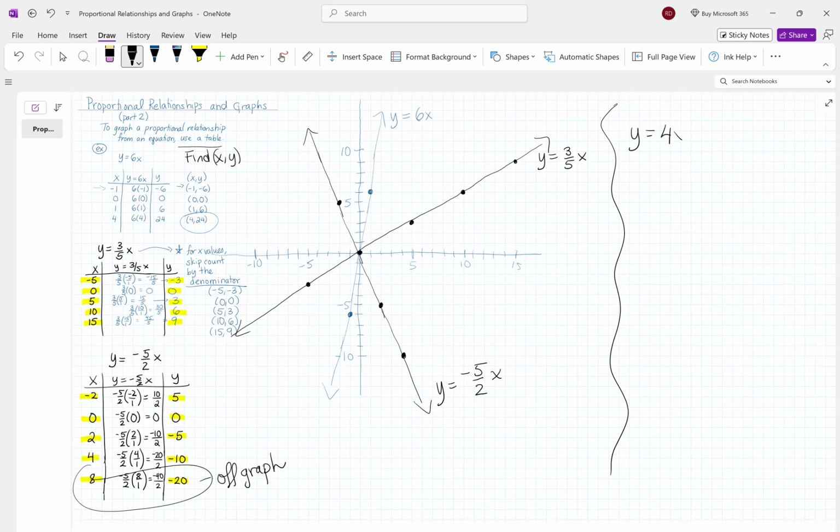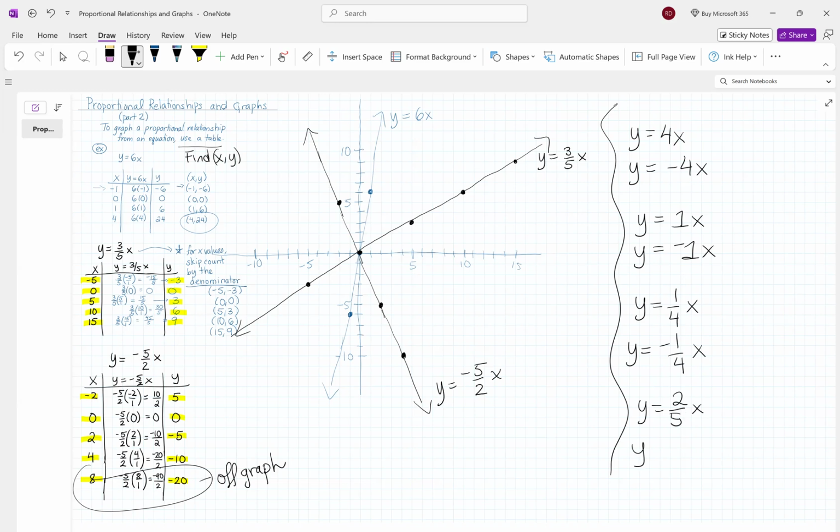So there was y equals 4x, y equals negative 4x. There was y equals 1x, y equals negative 1x. Then there was y equals 1/4 x, y equals negative 1/4 x. And then I think the last one was y equals 2/5 x, and y equals negative 2/5 x.